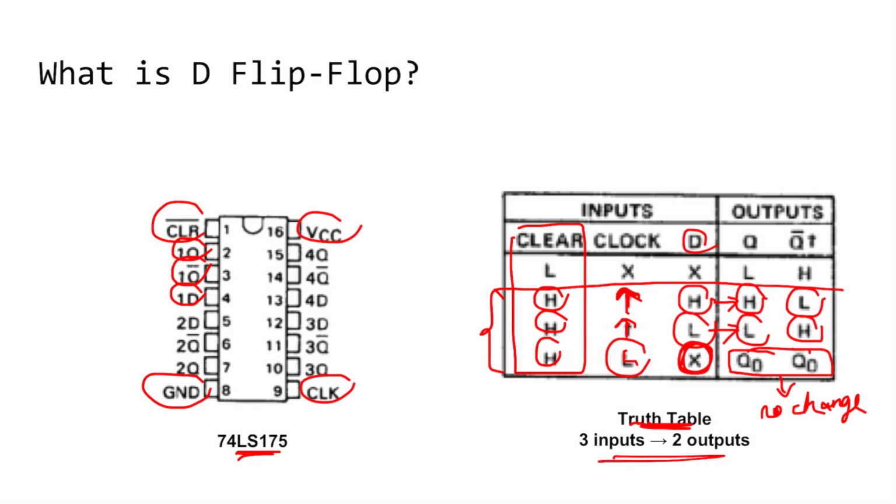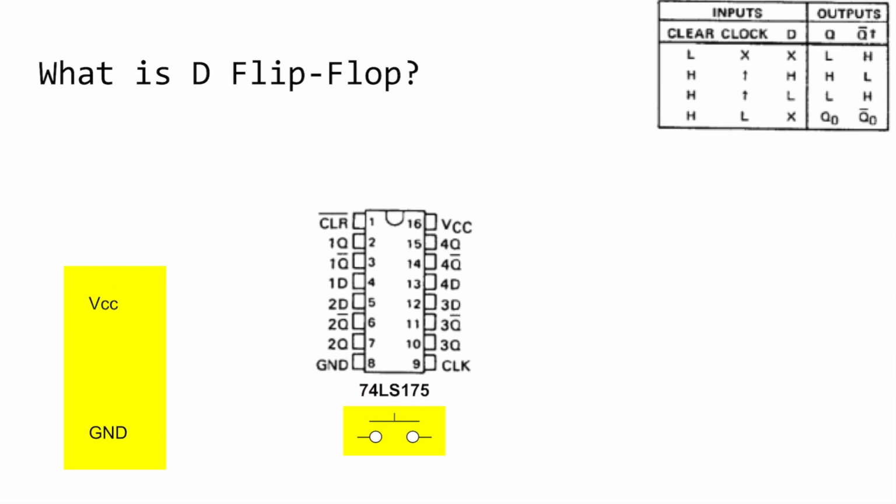Alright, now let's move on. Okay, now this is our truth table, and we are now going to show you what components are needed. First of all, we are going to have VCC, ground, and also a switch.